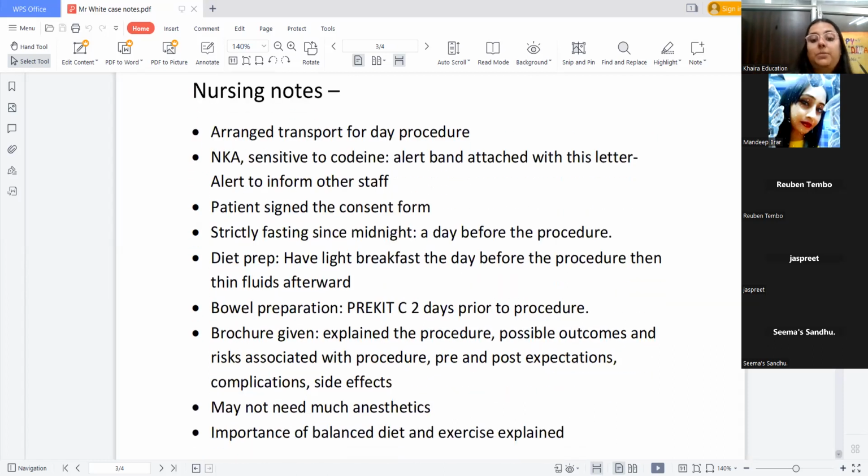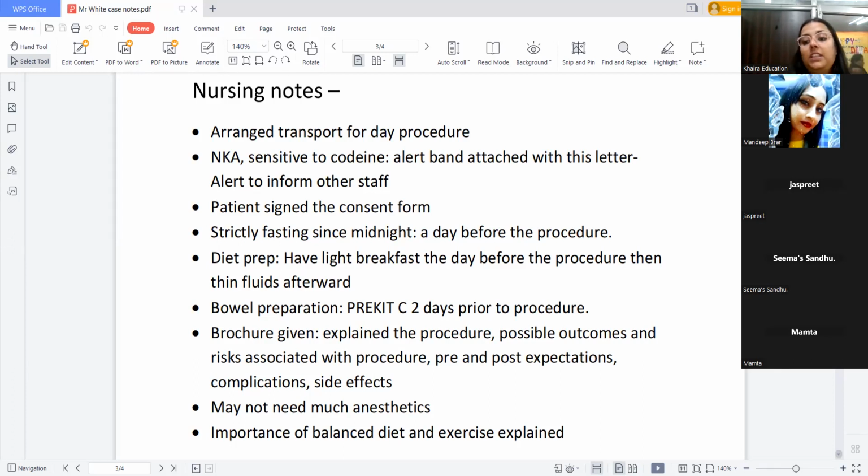Then we have more information about the nursing notes that you made. Number one, the patient has already arranged for the transport for day procedure because probably he'll be under light sedation. He might not be able to drive back after the procedure, so he's arranged the transportation. Then the second point is he does not have any allergies, but he's sensitive to codeine. And can codeine be used as a sedative in such procedures? Yes, morphine can be. Right, it can be. So an alert band is attached to the letter, and the recipient is also to alert and inform the other staff who will be involved in the procedure. The patient has signed the consent form. He's given the permission. Obviously, he would because he's the one who requested for the procedure.